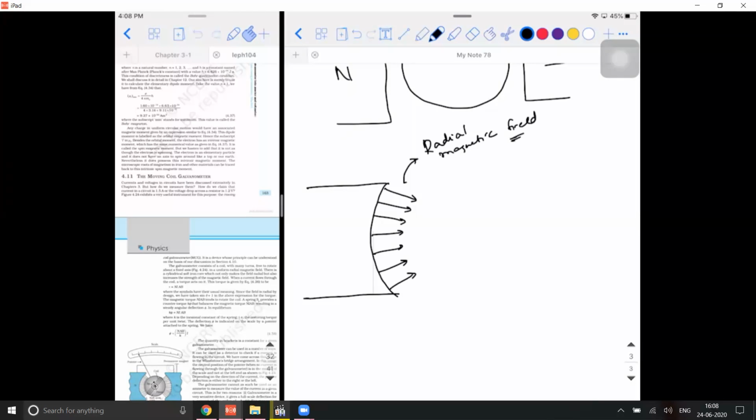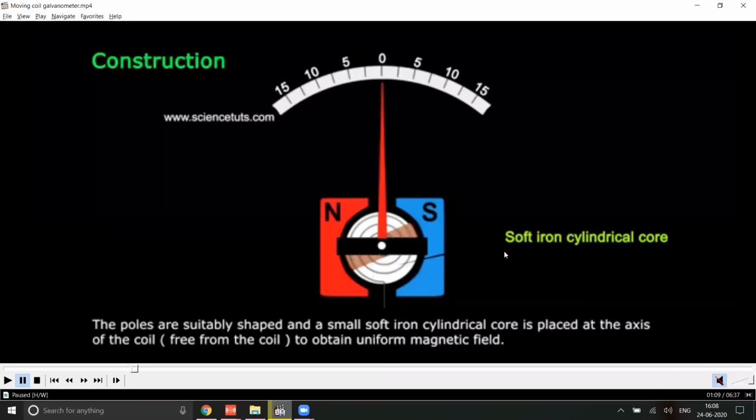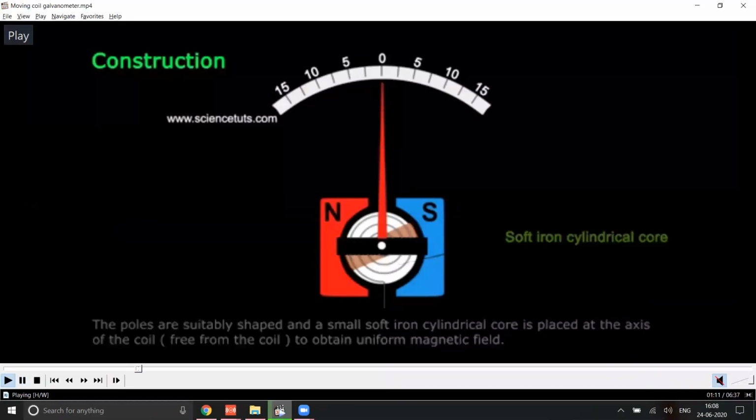So the question which I told you they will ask is, why radial? What is the advantage of having a radial magnetic field? Indirectly they are asking about the reason for the concavity of the magnets. So what is the reason for the radial magnetic field? I'll tell you.